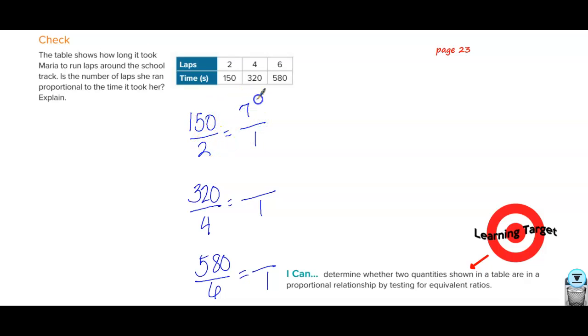Well, this one is 75. So it took her 75 seconds to run 1 lap. Is 320 divided by 4 also 75? No, it's not. It's equal to 80. And then 580 divided by 6 is 96.6 repeating. So this is not proportional because these unit rates are not the same. If these unit rates were the same, it would be proportional. Because they're not the same, it's not proportional.